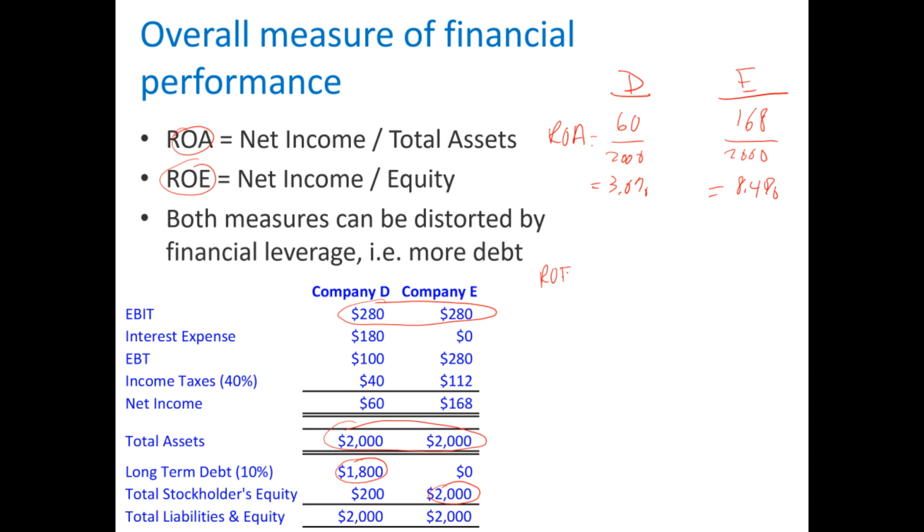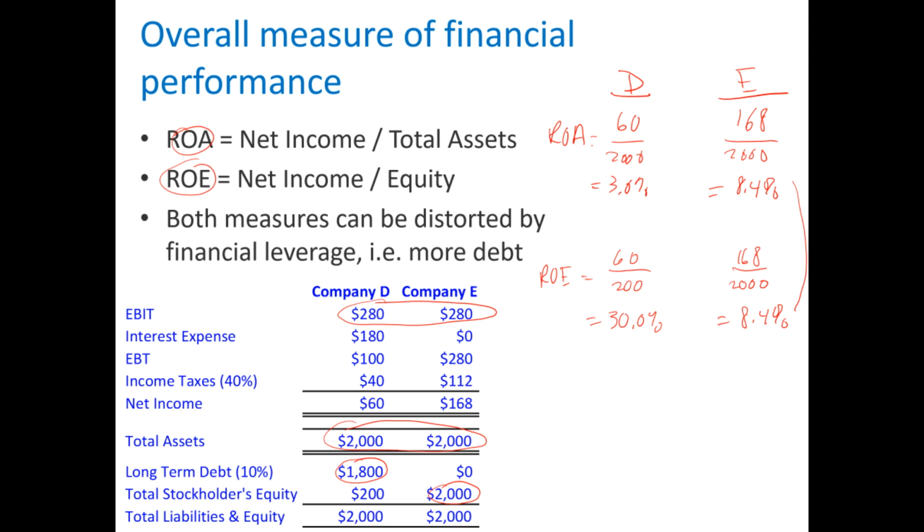What about return on equity? So in this case, we still have the same return for both of these. So 60 here and 168. Right? The thing that's changing here is the denominator of equity. For company D, which has a lot of debt, only has 200 in equity, so that gives us a return on equity of 30%. And for company E, all of it is equity, so it's 2,000. So we already have that. That's equal to 8.4%. So you can see that for the equity-based firm, return on assets and return on equity, if it's all equity financed, is the same, 8.4%.